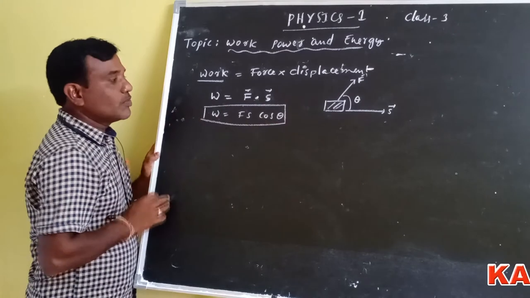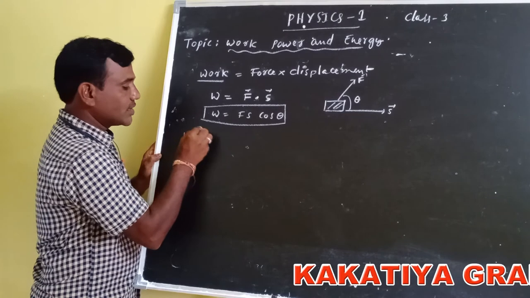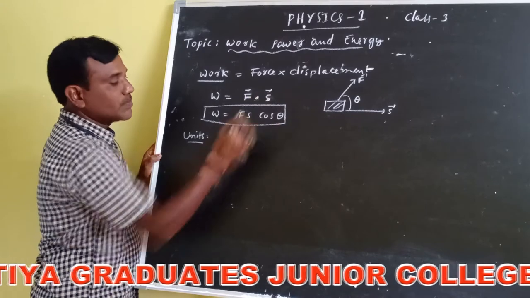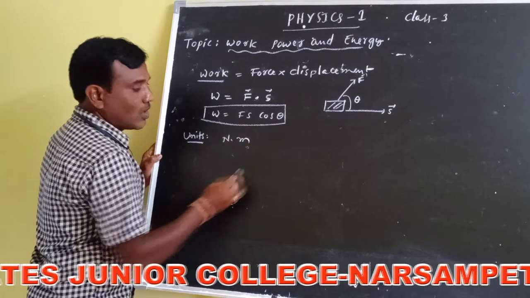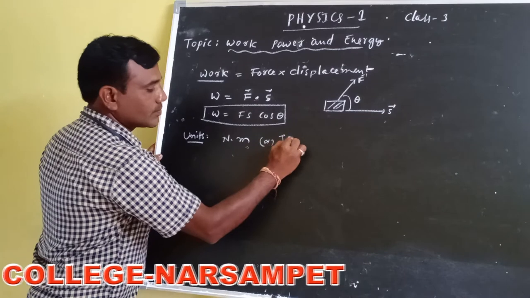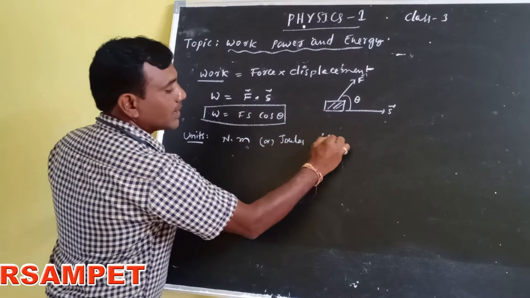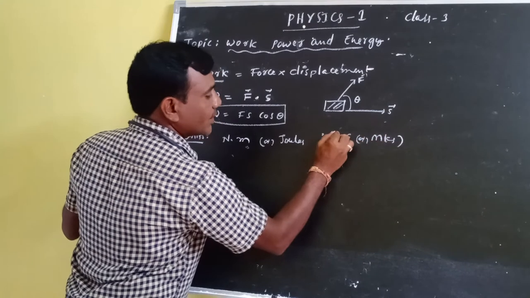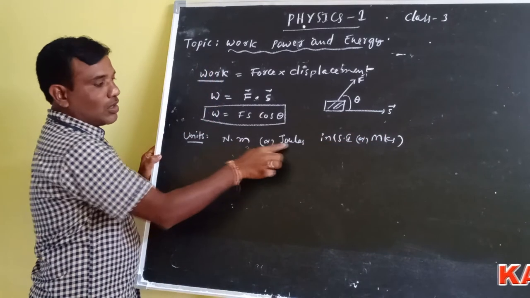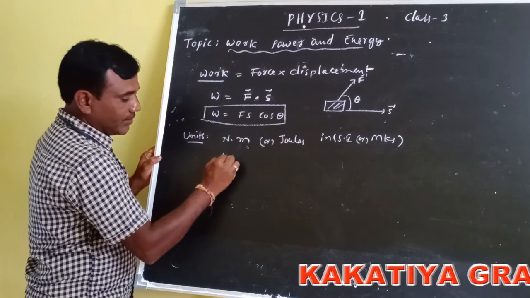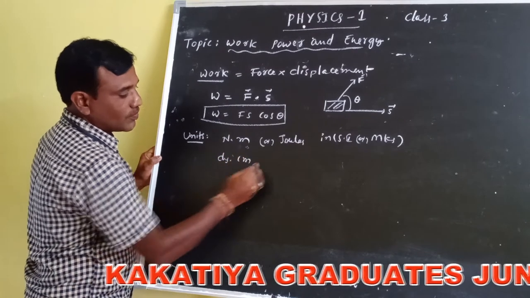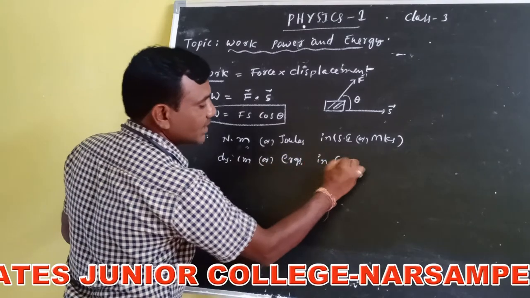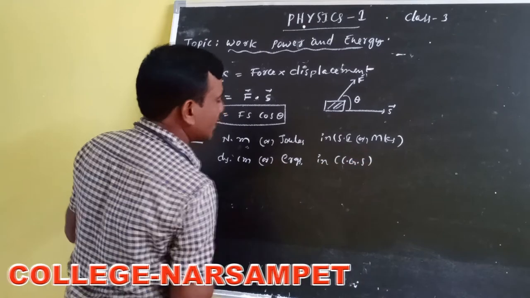Now, what are the units of work? Force is in newtons and displacement is in meters, so the unit is newton meter or joule in SI, or MKS. In CGS, the unit is dyne into centimeter, or erg.